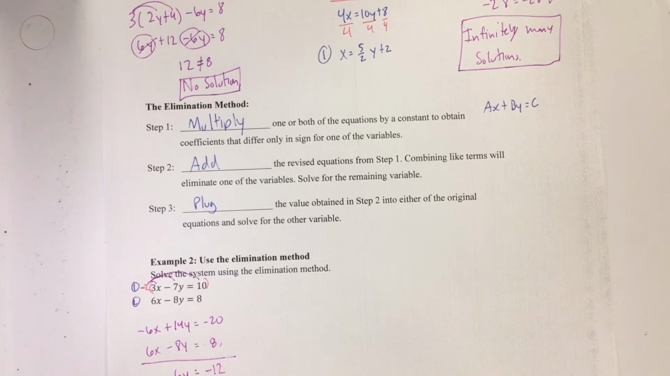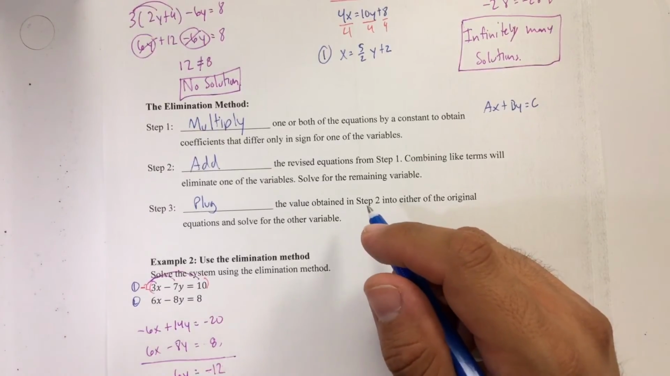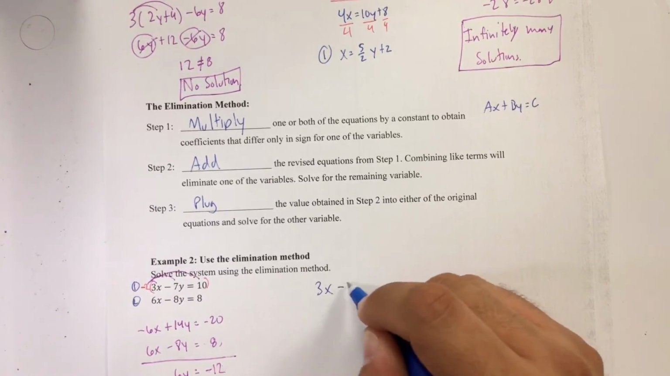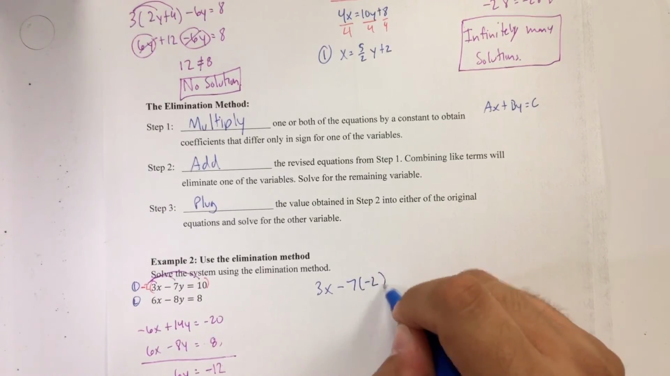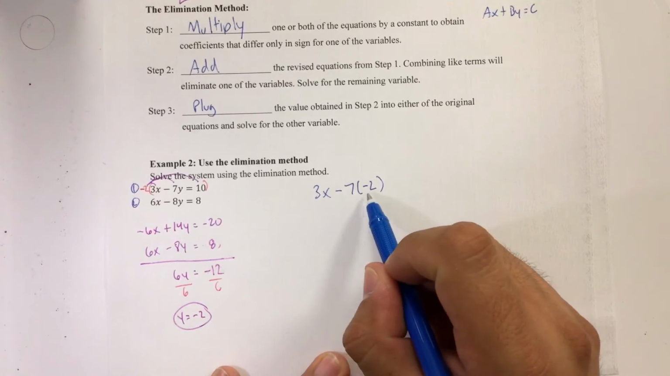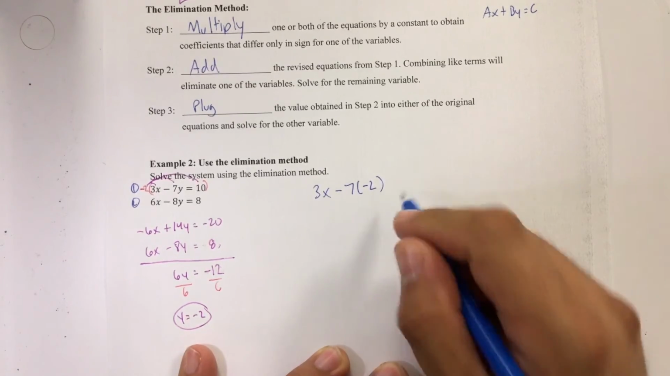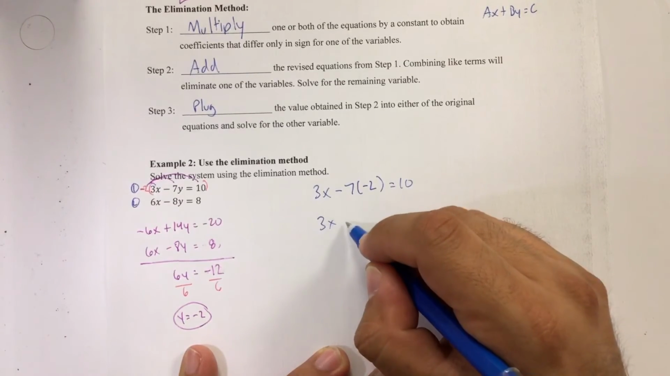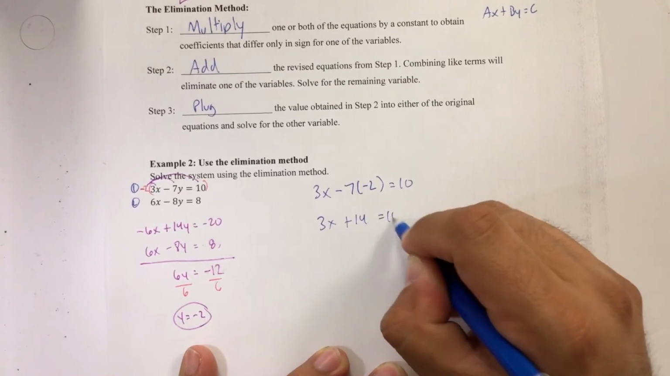Now, just like in substitution, we're going to plug that value back into one of our original two equations and solve for x. Because remember, it's an ordered pair that makes the solution. In this case, it really doesn't matter which one you pick. I'll just do the first one. 3x minus 7 times y, which is negative 2, equals 10. 3x, negative 7 times negative 2 is positive 14, is equal to 10.